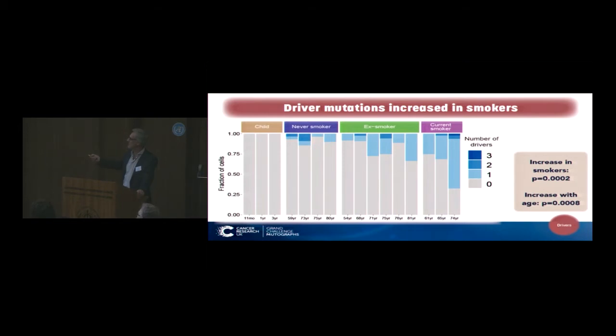But the rate increases with age, so the number of driver mutations accumulates with age, I'm afraid, and also, not surprisingly, increases with whether people have a tobacco history or not.